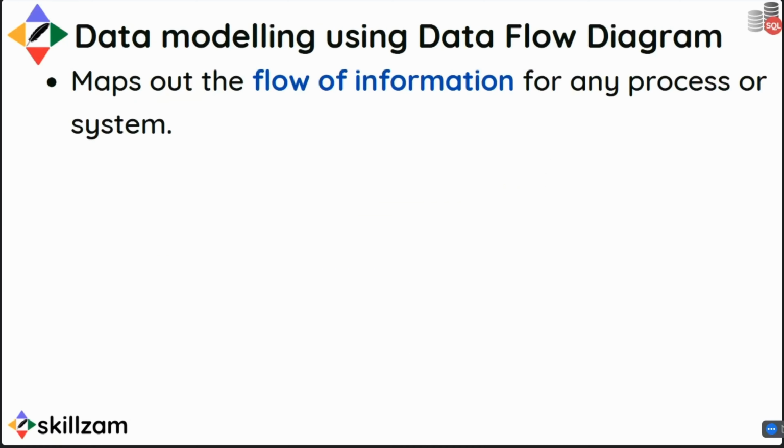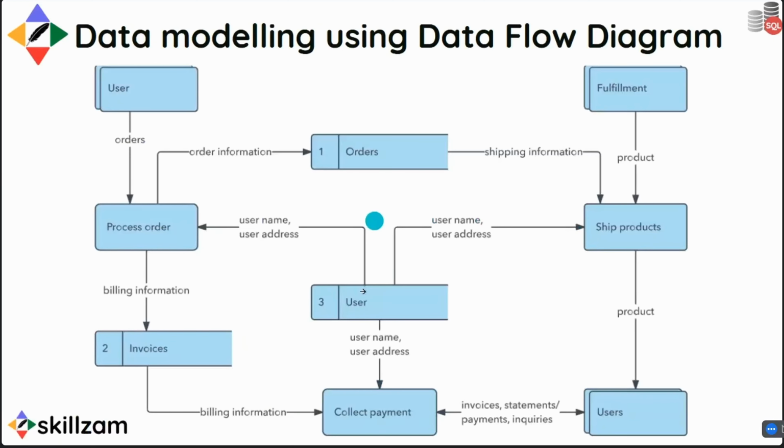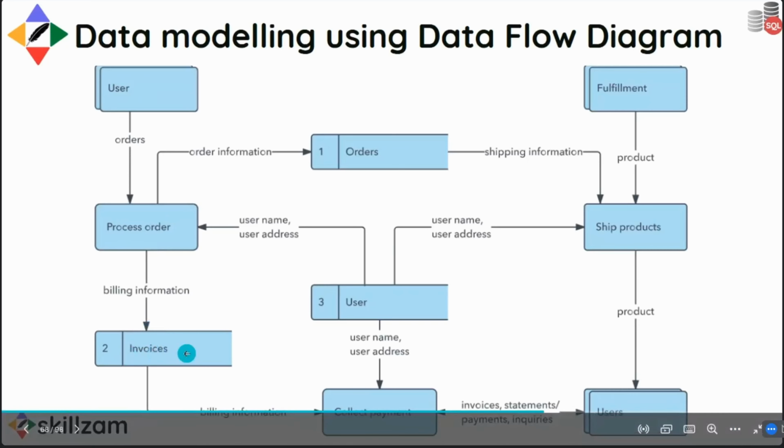And the last one now is related to data flow diagrams. I normally call them DFDs. Data flow diagrams map out the flow of information. It is all about the flow of information from any process to the system. Just take this example here. This is a good representation of a data flow diagram. A user orders, there is a process order, and what happens is if the billing information is given, then the invoice is generated.